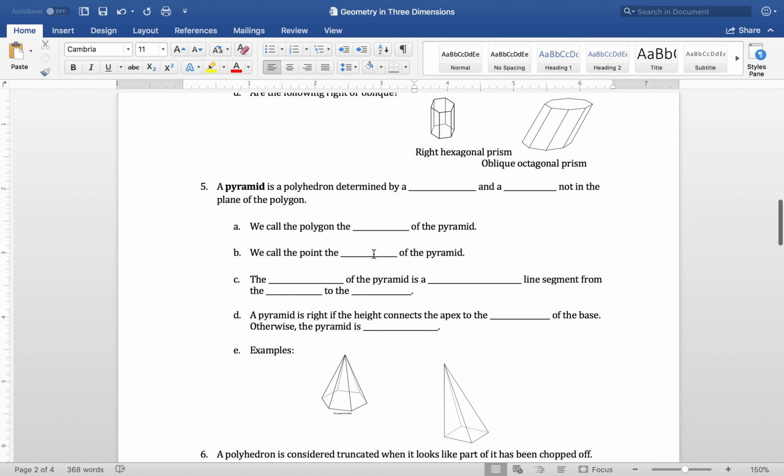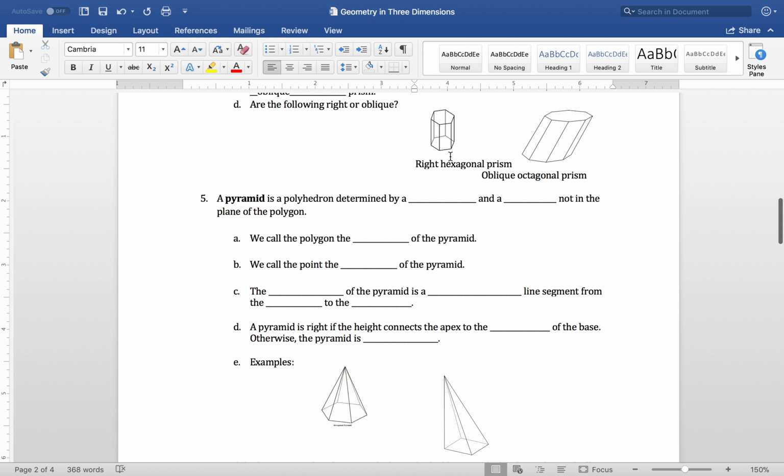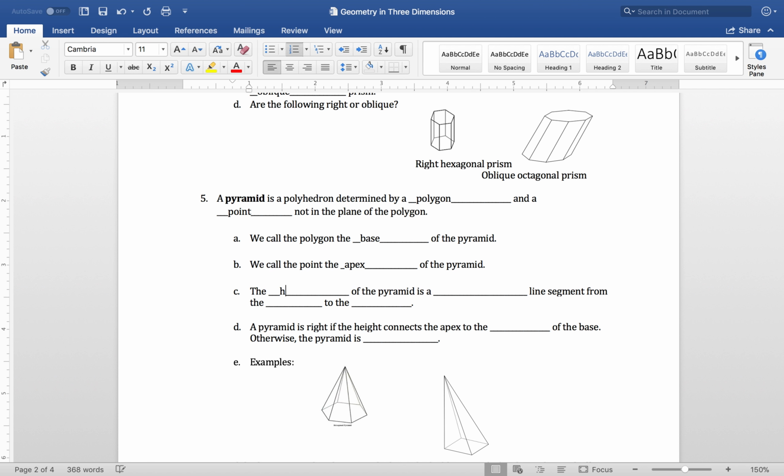Pyramid's very similar to a prism, but instead of having 2 bases that are lying on these parallel planes, it's going to have an apex, this point at the top. So now it's determined, again, by this polygon, because it's a polyhedron, and a point that's not in the plane. We call the polygon the base, and the point the apex. The height of the pyramid is perpendicular. It's a perpendicular line segment from the apex to the base. This is going to be very important when we get to some of our computational sections. The height is in the middle of these pyramids.